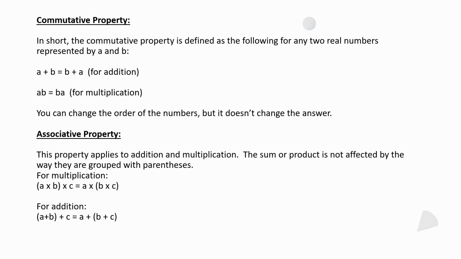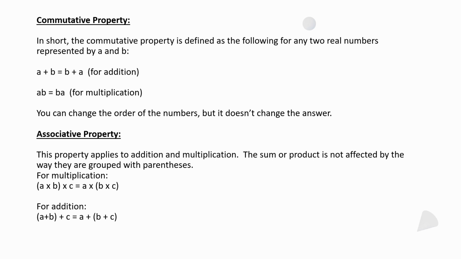So in short, the commutative property is defined as the following for any two real numbers, and we're going to use a and b as variables to represent two numbers, just for simplicity. For addition, when we're talking about the commutative property, we're saying a plus b equals b plus a. And for multiplication, a times b equals b times a. So you can reverse those and it doesn't change the answer. You can change the order of the numbers, but it doesn't change the answer.